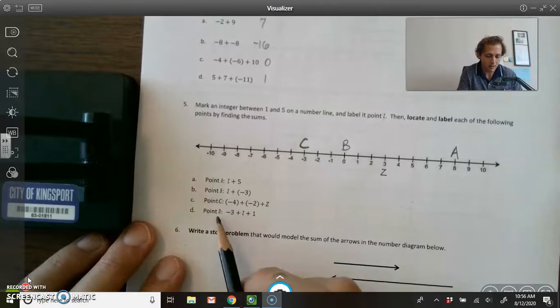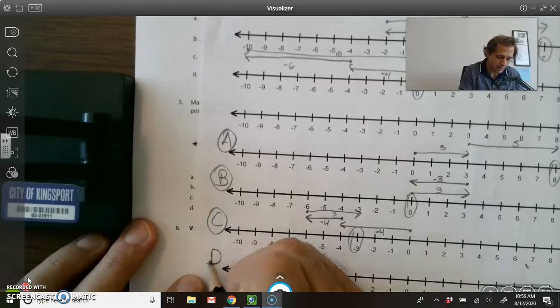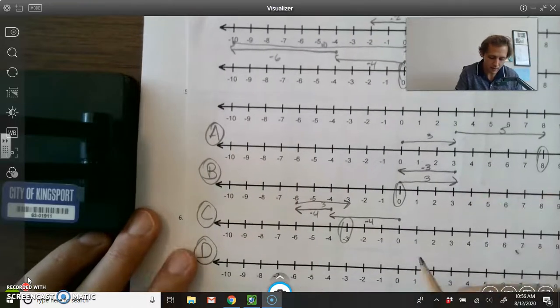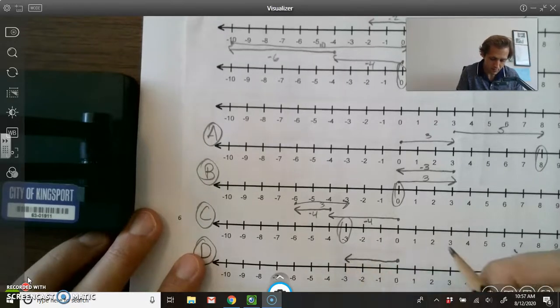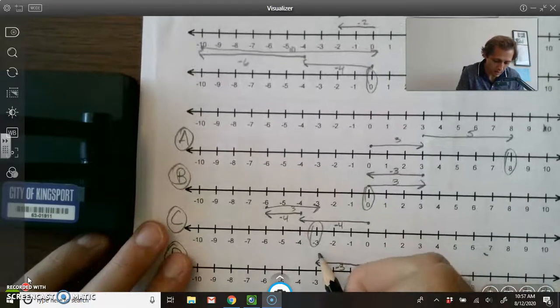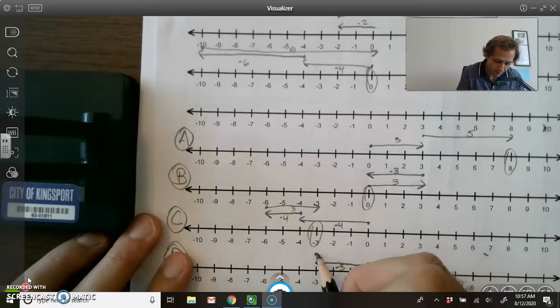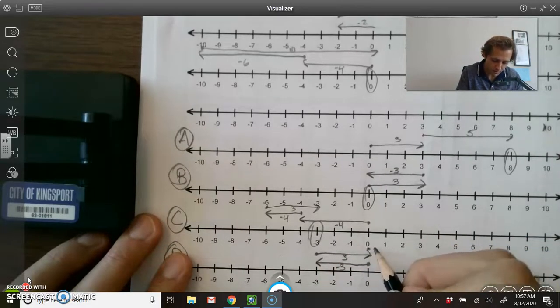Now, point D is negative 3 plus Z plus 1. So let's do that. D is going to be negative 3. So start at 0. Go negative 3. The next integer is Z. And remember, we are assigning a value of 3 to Z. And then we are also going to add 1.